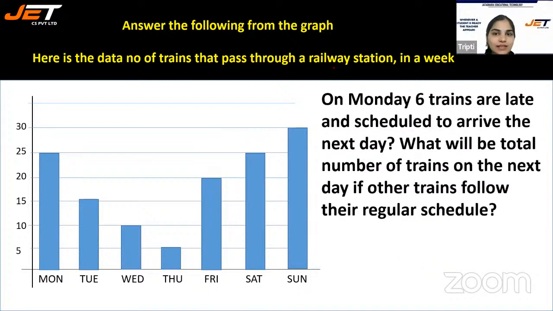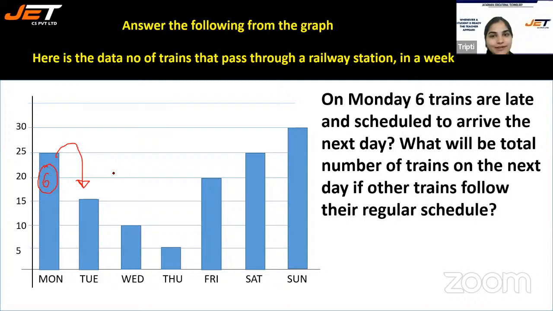On Monday, 6 trains are late and scheduled to arrive the next day. What will be the total number of trains on the next day if other trains follow their regular schedule? The 6 trains which were supposed to come on Monday are late, so they will arrive on the next day, which is Tuesday. Just 6 trains from Monday will shift to Tuesday.